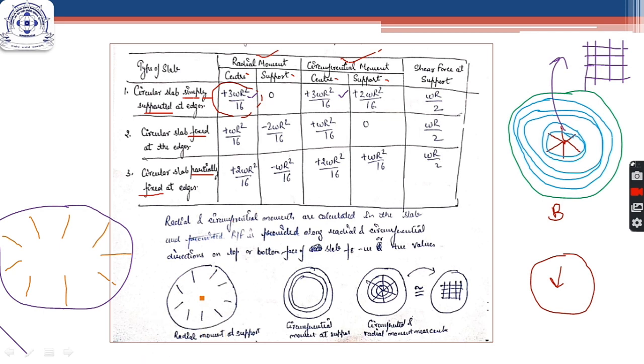So this is the radial moment at support, as I showed it to you here. This is the circumferential moment reinforcement at support. This is the radial reinforcement at center, these slanting lines, and this is the circumferential reinforcement at support, which can be provided like this also.